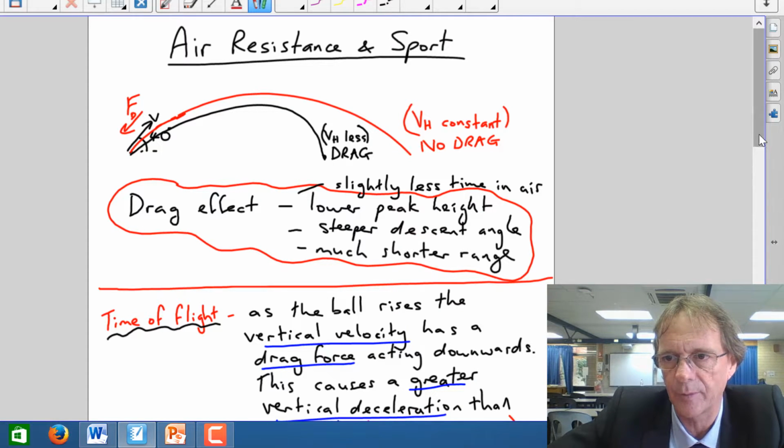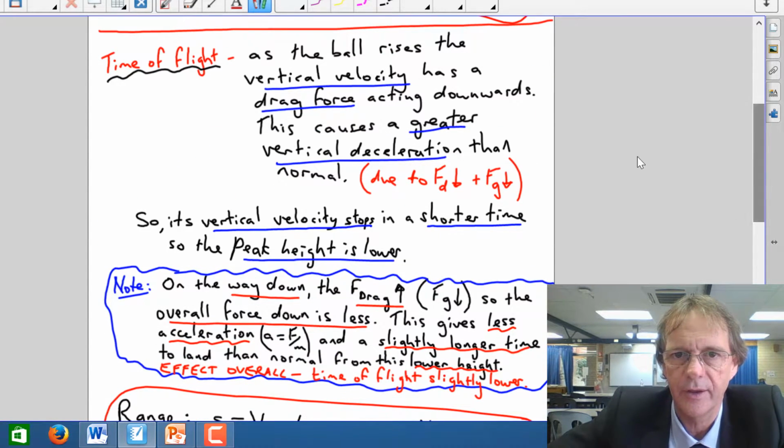And the reason for that at the time of flight is, key points, the vertical velocity has a drag force going downwards as well as the force of gravity. This causes a greater vertical acceleration than normal, okay? And so the vertical velocity drops to zero in a shorter time, and that'll give you also less peak height there.